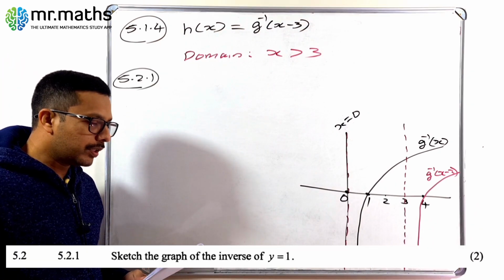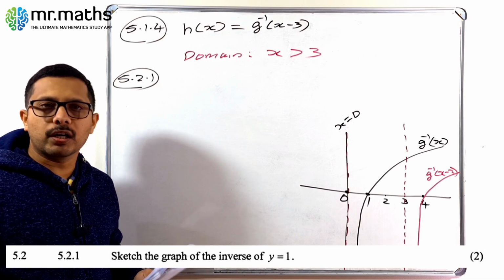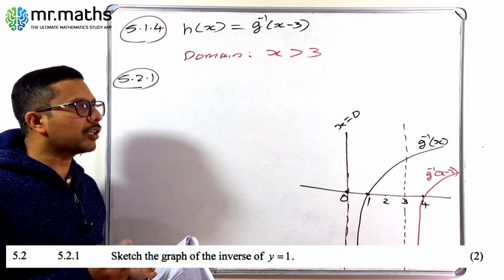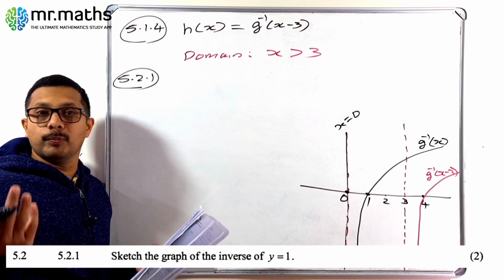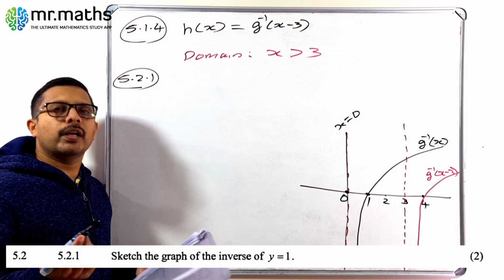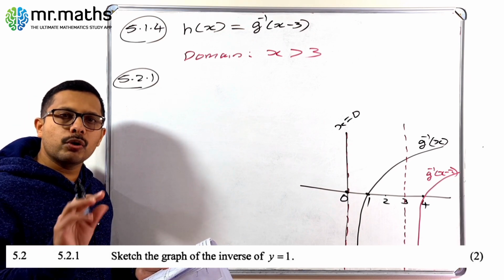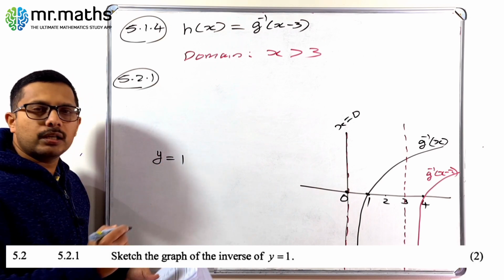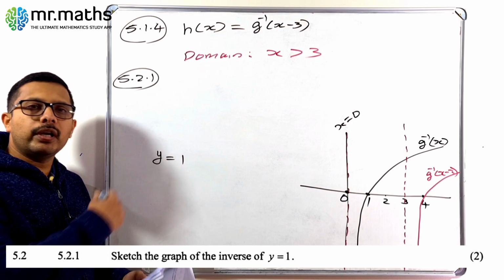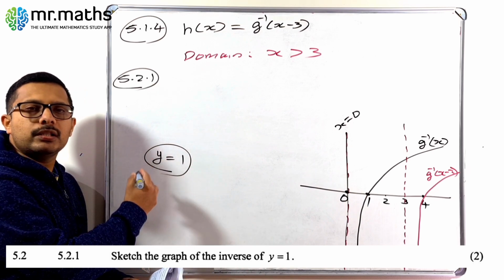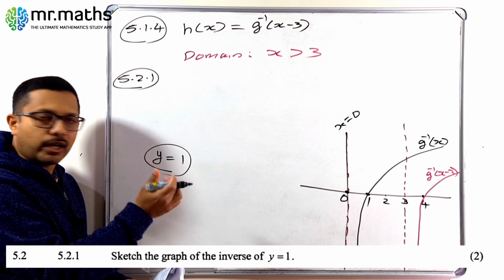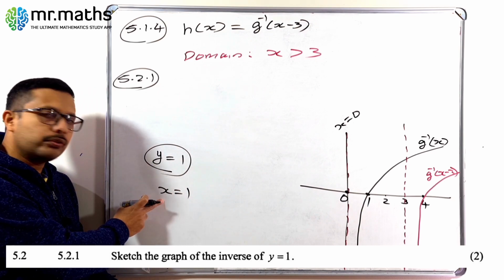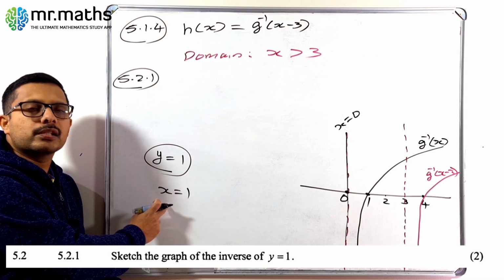5.2.1, sketch the graph of the inverse of y is equal to 1. When you read that question, maybe you think it's a very big question, but it is nothing. How can you find the inverse? Inverse means you have to swap x and y. So the inverse of y is equal to 1 means x is equal to 1.